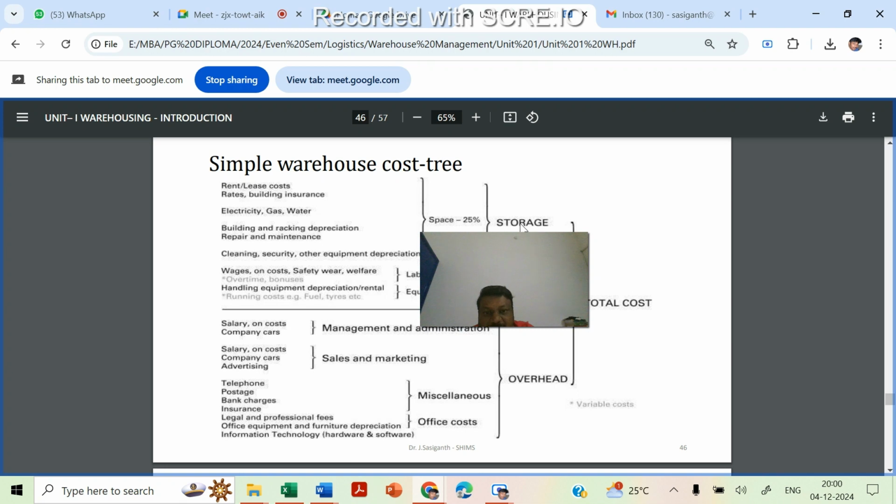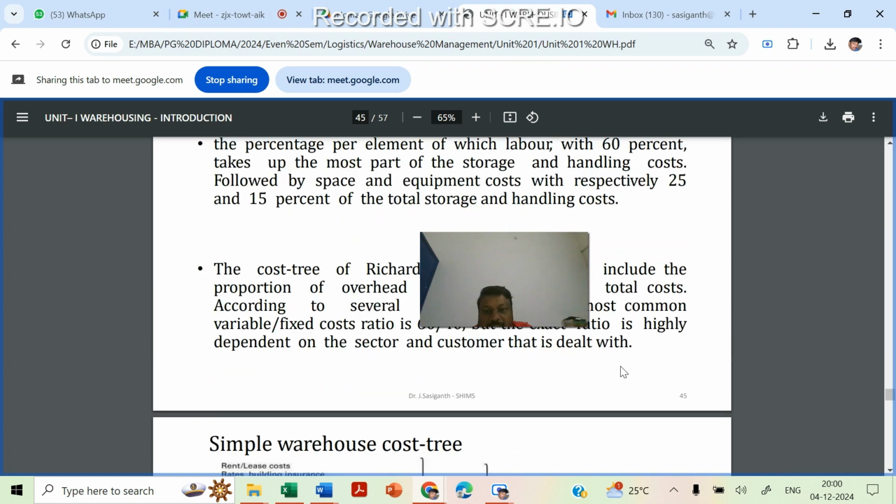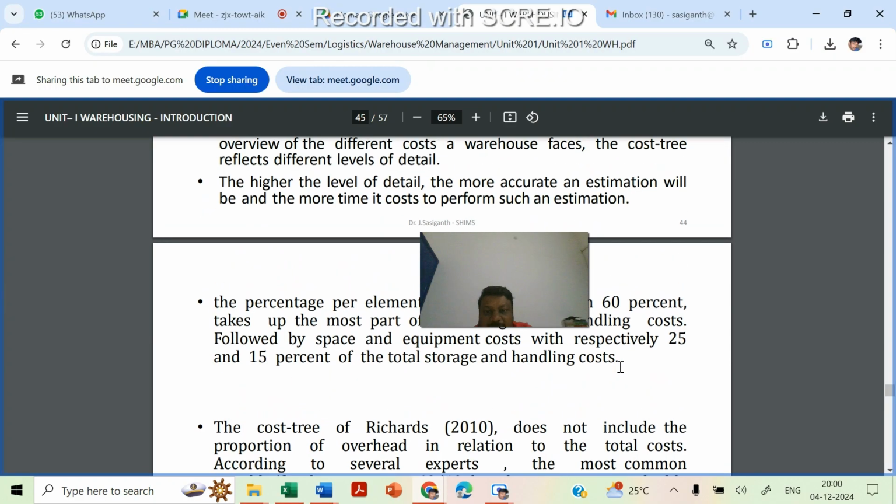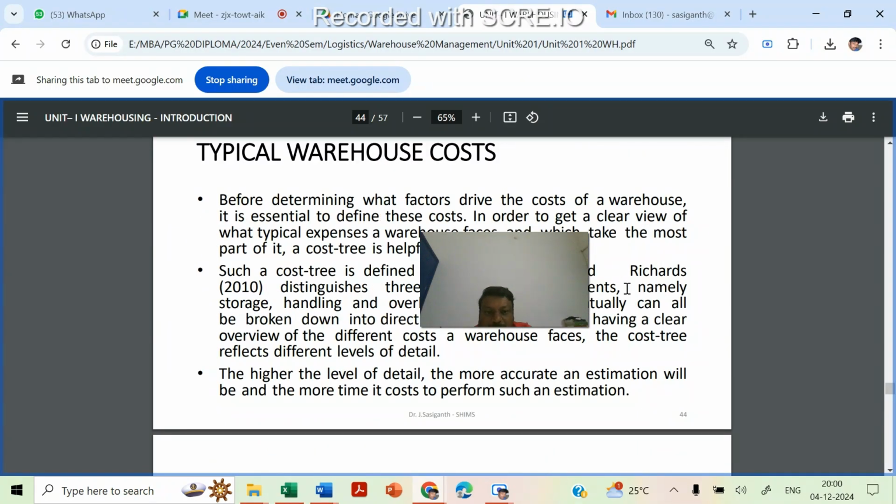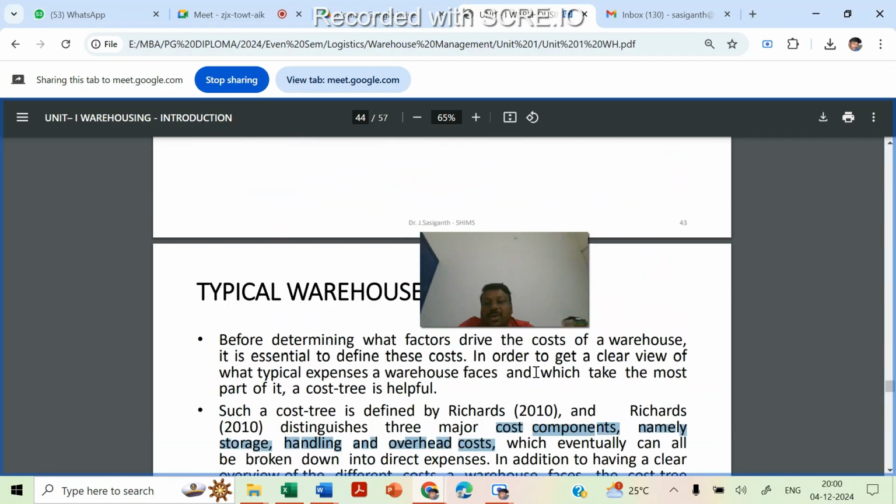All these three, storage, handling, overhead, everything will be there as a total cost. That is what is being explained here, namely your cost components, holding, overhead cost. So that is what it is, which is very, very important. Your typical warehouse cost.